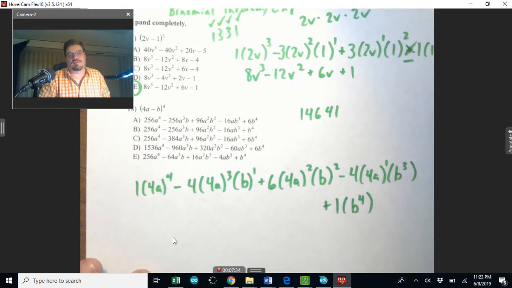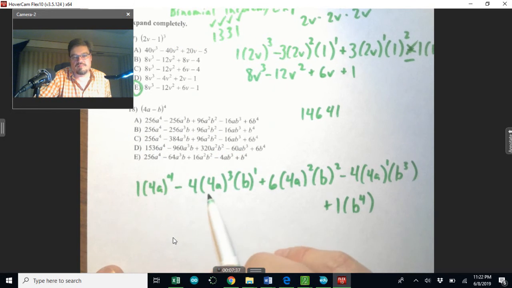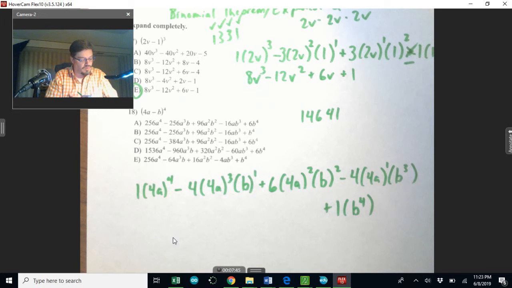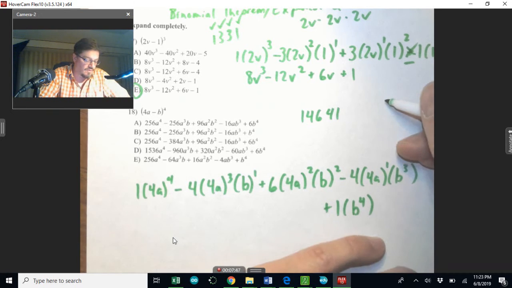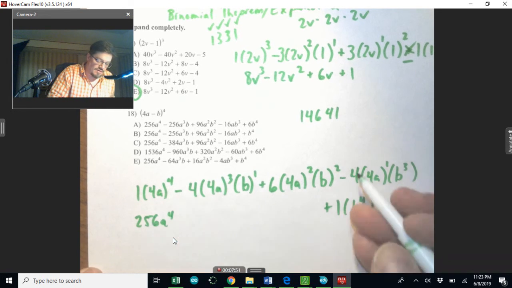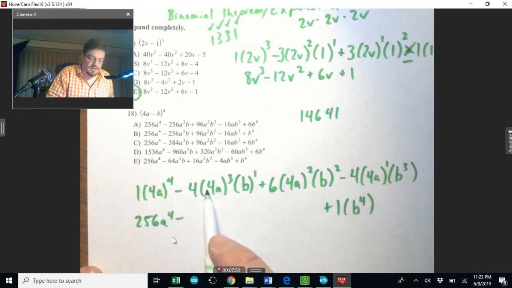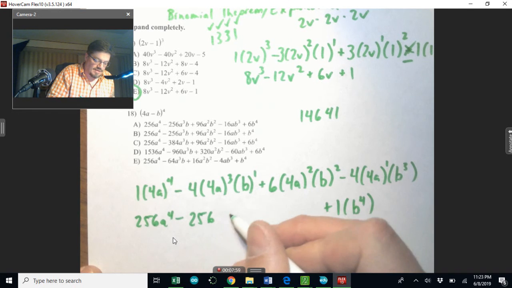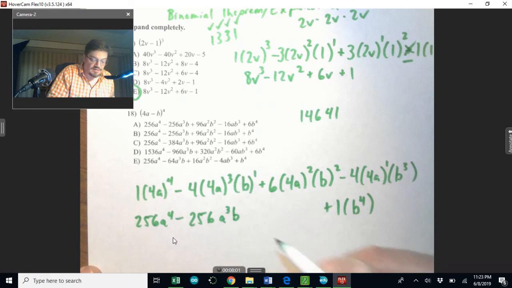All right, so I just simplify this, and again, don't put 16 to the third power. Don't do it. So 4 to the fourth power is actually, it'd be 64 times 4, 256. So 256, a to the fourth, okay, minus 4 to the third is 64. That's going to be 256 again. But now you have an a to the third and a b to the first.